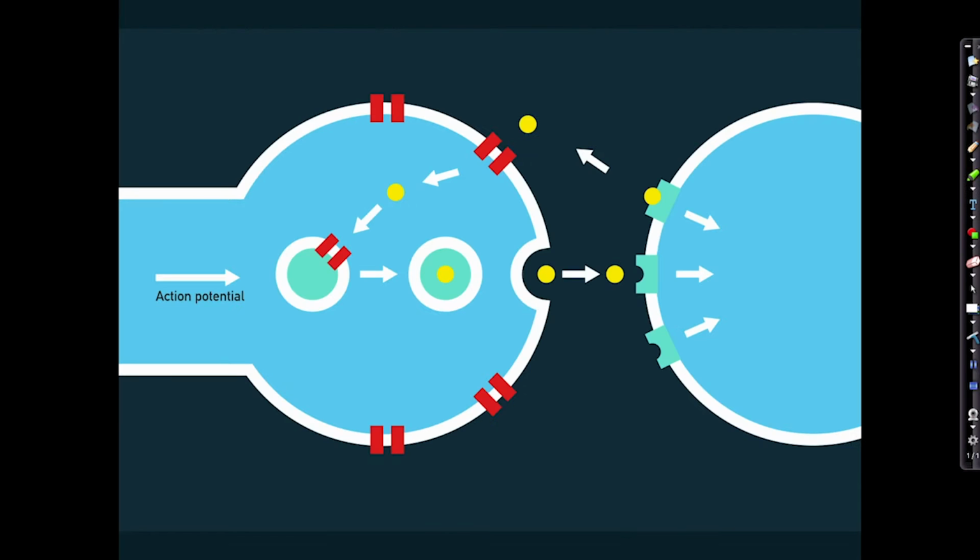So let's spend a bit of time looking at the synapse in more detail. This is a very simplified diagram of a synapse, and there are a number of parts that we need to know about and understand. So here we can see the synaptic cleft. You've got the gap between them here. There's your cleft.